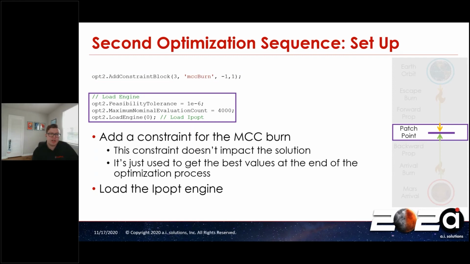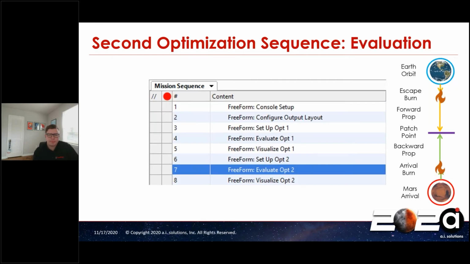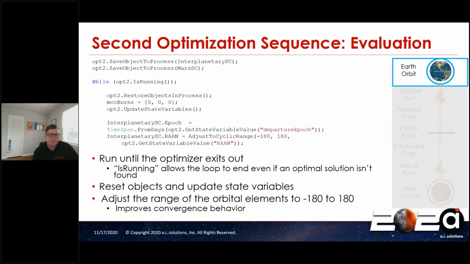Finally, we're going to load in our engine. And for this, we're using a feasibility tolerance of 1e-6, relaxed a little bit from our first optimization process. You'll note we have a higher maximum nominal evaluation count of 4,000 iterations. And then we load engine 0, also known as IPOPT. All right, and then we're going to go into our evaluation.